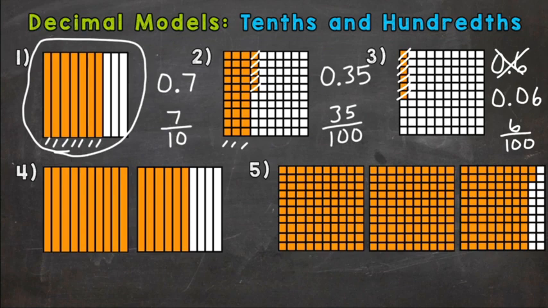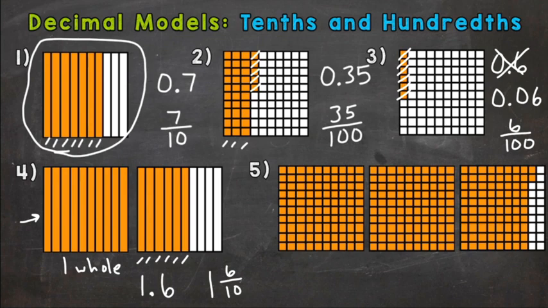Now, numbers 4 and 5, we're going to involve whole numbers here. Number 4, we have one full square filled in here. So that represents 1 whole. And then our second square, we don't have the full square filled in, so that's where our decimal or fraction comes into play. So this is going to be tenths. Let's see how many tenths we have filled in. 1, 2, 3, 4, 5, 6. So we need to write out 1 and 6 tenths. And it's going to look like this, 1 and 6 tenths. Or in fractional form, 1 and 6 tenths.